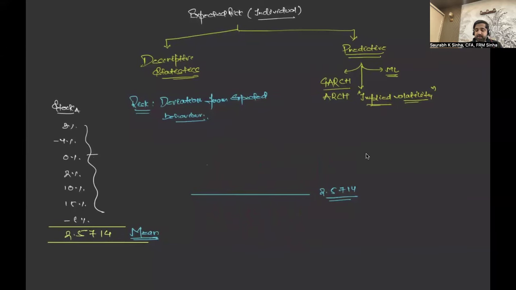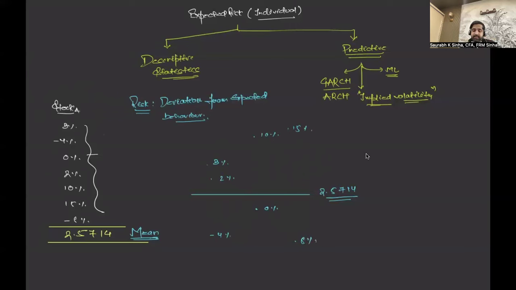Sometimes it is 3%. Sometimes it is minus 4%. Sometimes it is 0%. Sometimes it is 2%. Sometimes it is 10%. Sometimes it is 15%. And sometimes it is minus 8%. I want to calculate the deviation. How would you calculate the deviation?